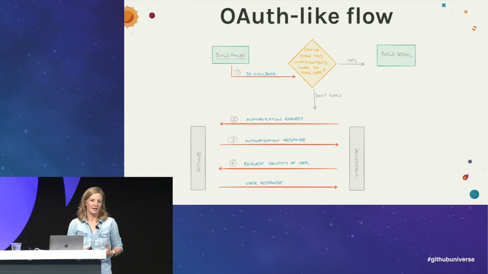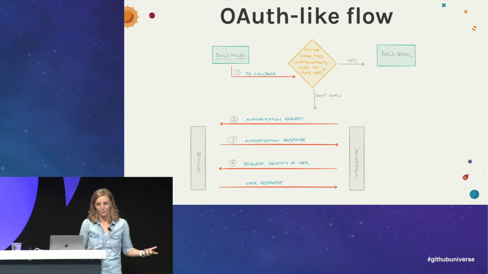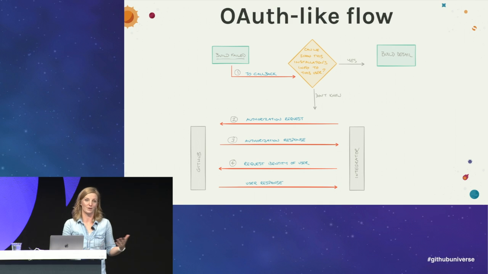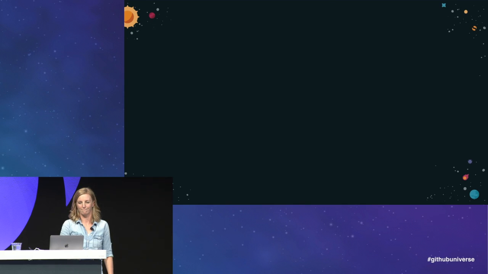After several spikes, we engineered an OAuth-like solution where the integrator can exchange a single-use nonce for the identity of the current GitHub user. And they can verify that that user is allowed to view the information on the requested installation. Details about this flow are available in the developer docs that we just launched today.